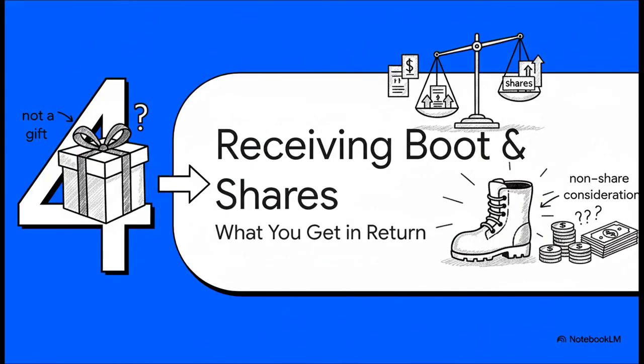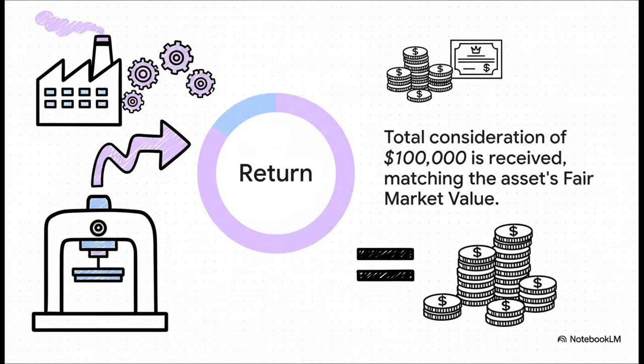The corporation has to give you something of value in return for the asset. We call this consideration. And that consideration has to include shares in the new company, but it can also include non-share consideration, which we commonly refer to as boot. The key principle here is simple. The fair market value of what you get back must equal the fair market value of what you put in. You transferred a machine worth $100,000, so you must get back a total of $100,000 in consideration. In our example, we're going to split that between cash, our boot, and some preferred shares.